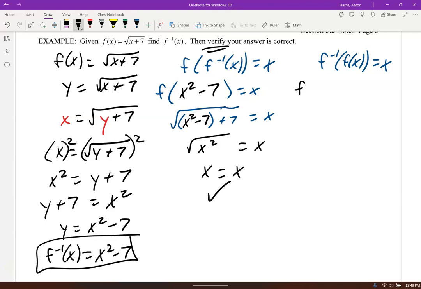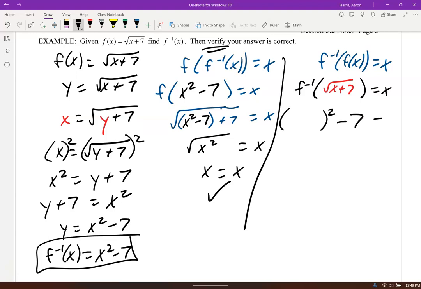Now let's do f inverse of f of x. F of x is square root of x plus 7. Well, f inverse is x squared minus 7. But what's going in? F of x. Well, square root of x plus 7 times the square root of x plus 7 is just x plus 7, right?